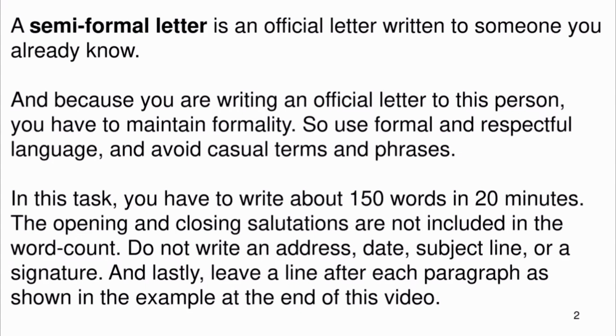In this task, you have to write about 150 words in 20 minutes. The opening and closing salutations are not included in the word count. Do not write an address, date, subject line, or a signature. And lastly, leave a line after each paragraph as shown in the example at the end of this video.